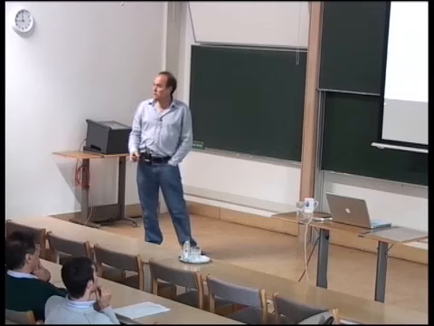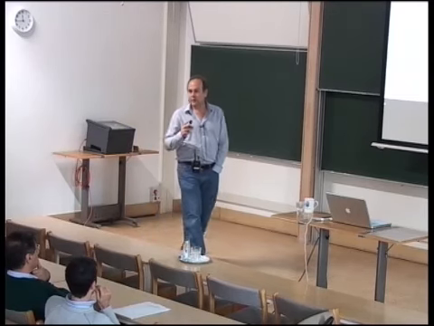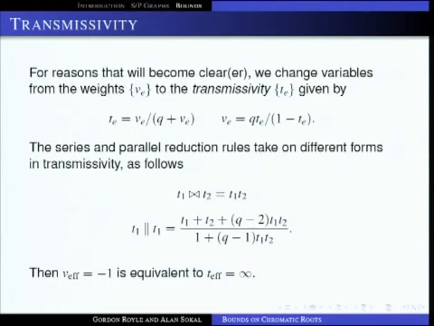Okay, now we're going to do the first of many changes of variable. Well, you're only going to see one, so that's all right. Instead of using the weights V sub E, we're going to use the transmissivities T sub E, which are defined as V sub E over Q plus V sub E. The reason for this will become more clear, but V effective is minus Q, is equivalent to T effective is infinity.